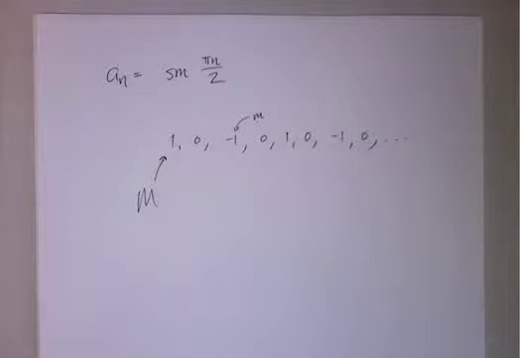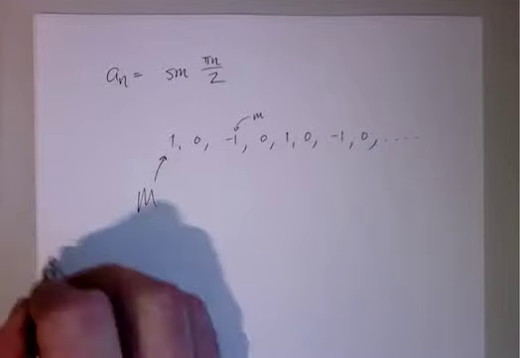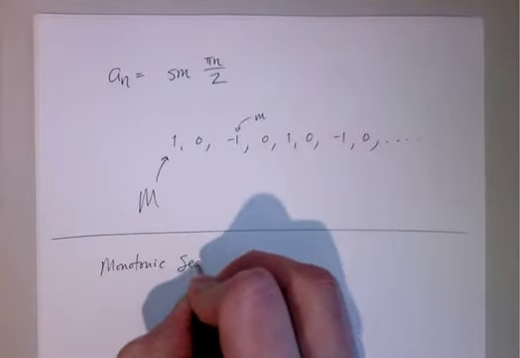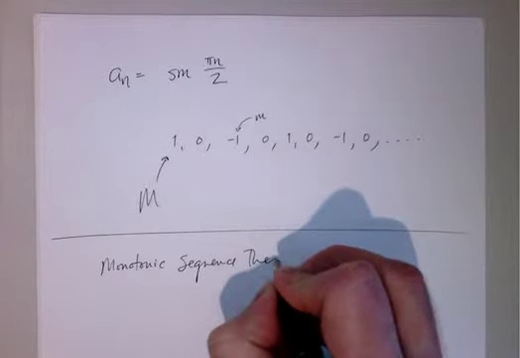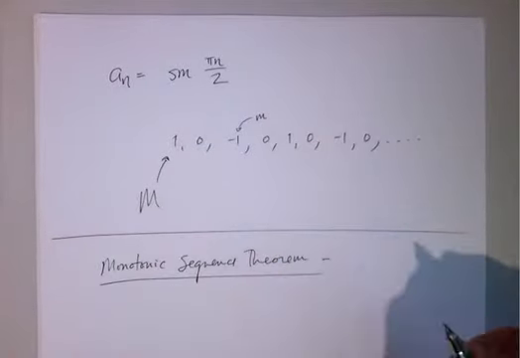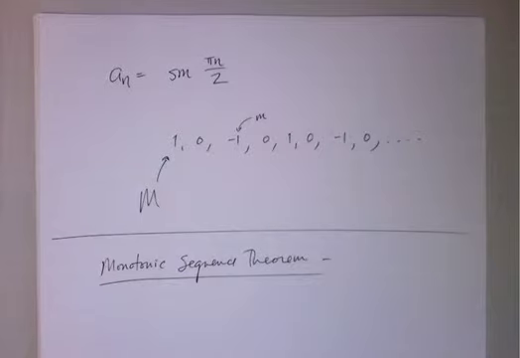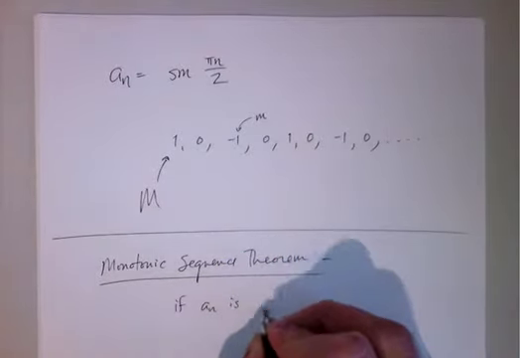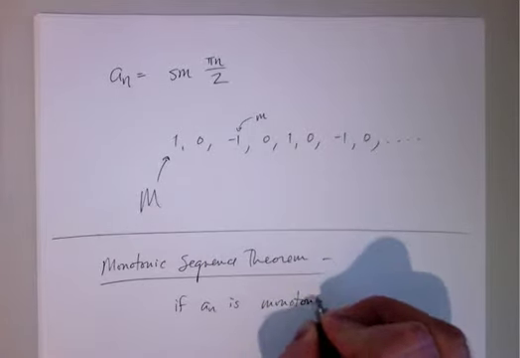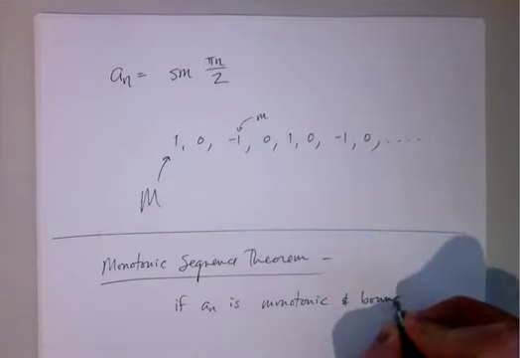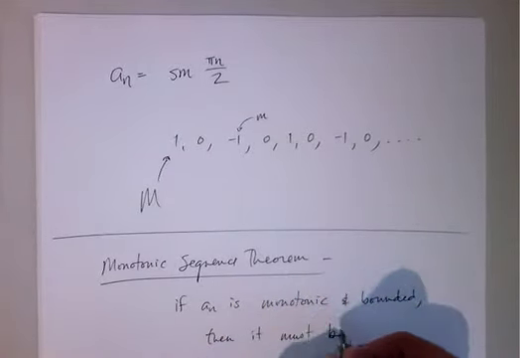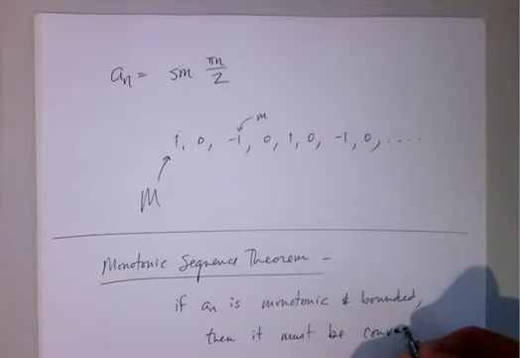There is a theorem in your book that states, and it's called the monotonic sequence theorem. And I don't really care that you memorize it because I just want to explain the logic. The logic behind it is very, very simple. The monotonic sequence theorem basically says if a sub n is monotonic and bounded, then it must be convergent. Well, that just kind of makes sense, doesn't it?